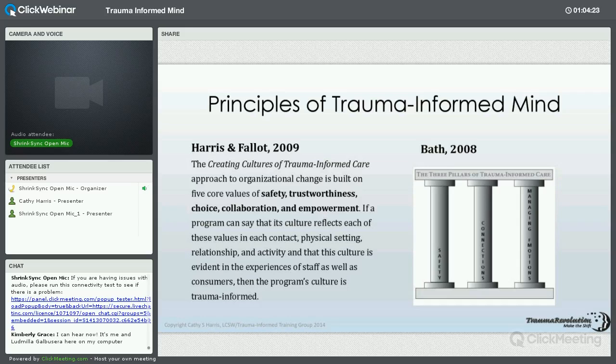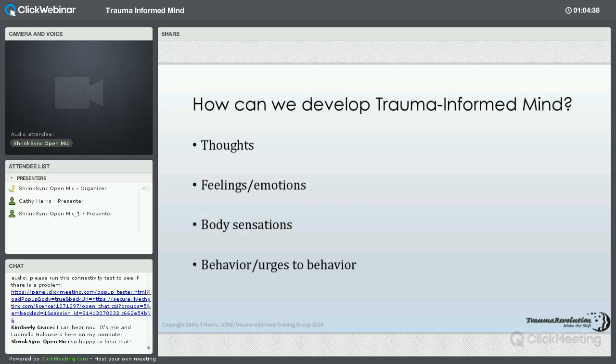There are many people writing about this now. I have a Google Scholar search that sends me articles every day, scholarly articles and from the newspaper, various places where trauma-informed principles and trauma-informed thinking are being promoted and spoken about. How can we develop trauma-informed mind?